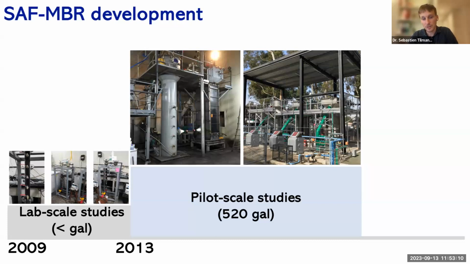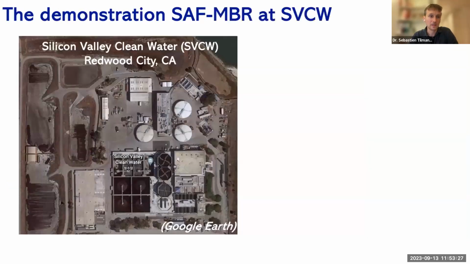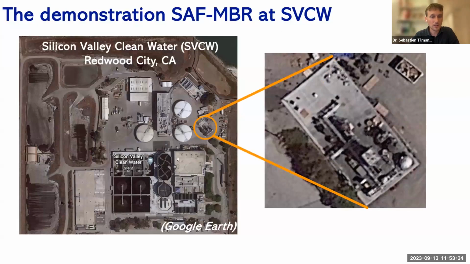After successful demonstration at Stanford, we obtained funding from the California Energy Commission and built a partnership with SVCW and deployed a much larger system, about 5,200 gallons in size, at Silicon Valley Clean Water, which was brought online in 2021. So looking at where that system is located at SVCW, this is an aerial view pulled from Google Maps. This little section right here is the pilot slab where we're doing our testing and demonstration of this technology. That slab is about 40 feet by 80 feet.